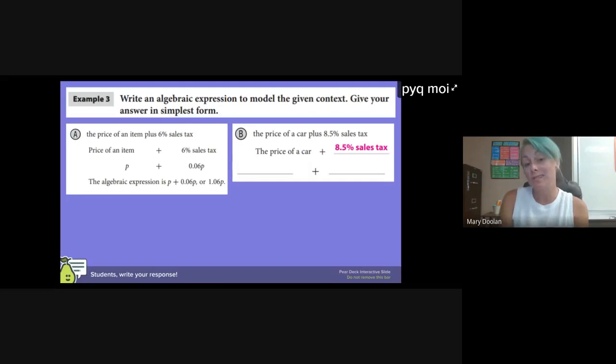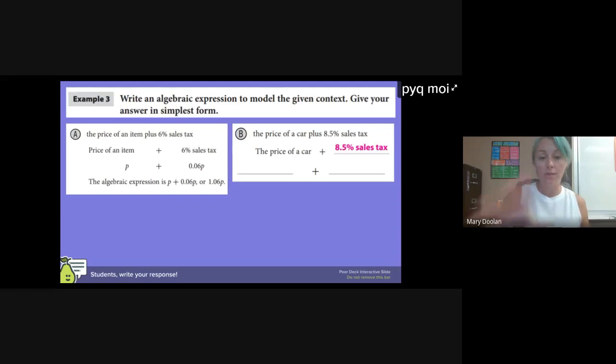And then 6% means I'm taking 6% of the original price. So if I take 6% and turn it into a number I can do calculations with, 6 in the numerator, 100 in the denominator, that simplifies to 6/100ths, and then of the price. So it's 6/100ths times P. And then the expression they gave us there can actually be simplified because P and 6/100ths P are like terms. We can add their coefficients together.